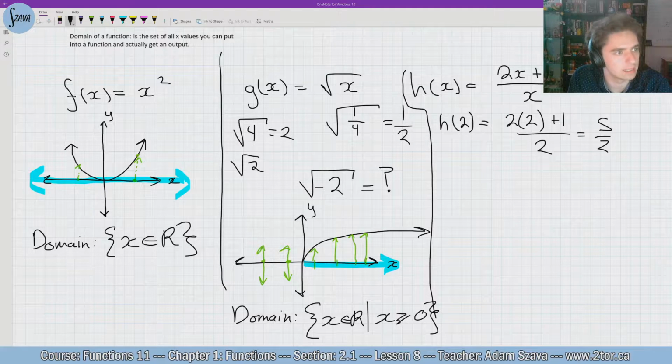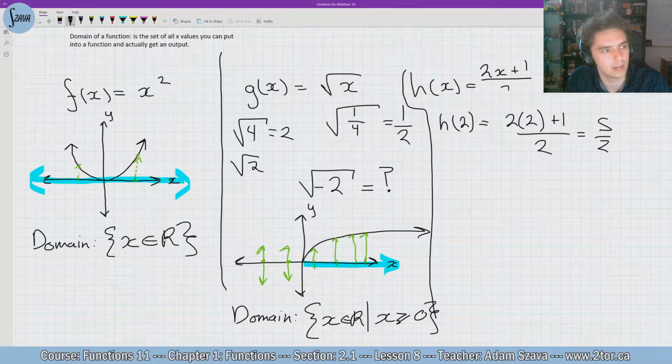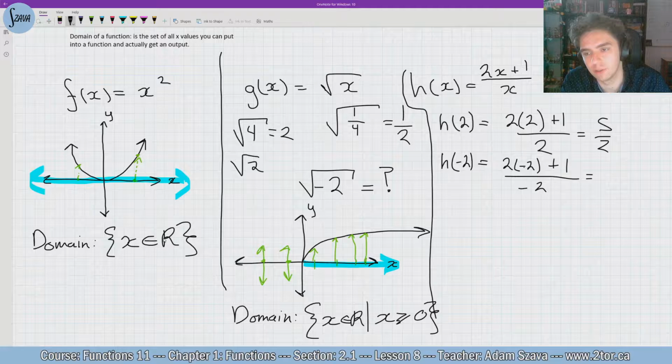I'm realizing the function's kind of being covered here. So I'm going to write that on the side, 2x plus 1 over x. There you go. You can see it better now. So 2x plus 1 over x is our h of x. And so h of 2 is that. H of -2, can I also take negative numbers? Yep. So 2 times -2 plus 1 over -2. Well, that would just be -4 plus 1, so -3 over -2, or just 3/2, right?